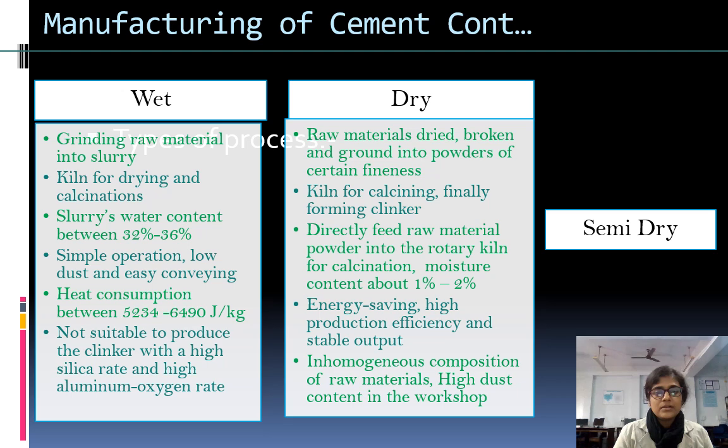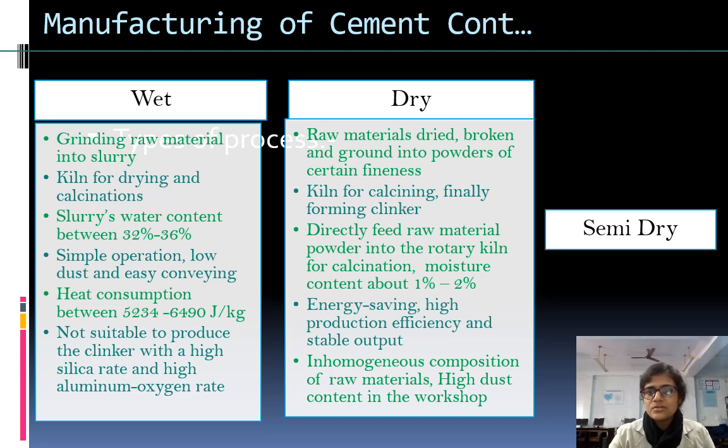Now, the wet process is not suitable where the clinker has a very high rate of silica and high aluminum oxide. These are a few minor things we can note, and there is also a third process called semi-dry. In the semi-dry process we use a certain amount of water, which is of course more than the dry, so it is somewhere in between.